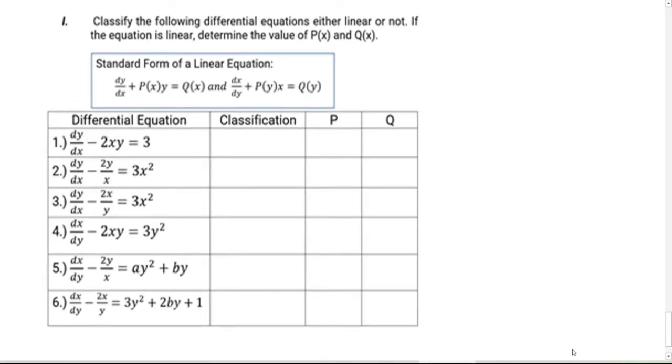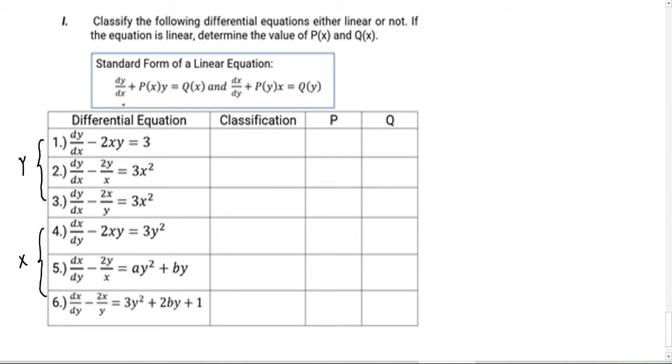We are now going to classify the 6 differential equations. As noticed, all the 6 differential equations are now written in standard form, since the first term is either dy over dx or dx over dy, then the rest are polynomial. In particular, our first to the third differential equations are in variable y, while the fourth to the sixth differential equations are in variable x. Now we are going to classify our first differential equation.